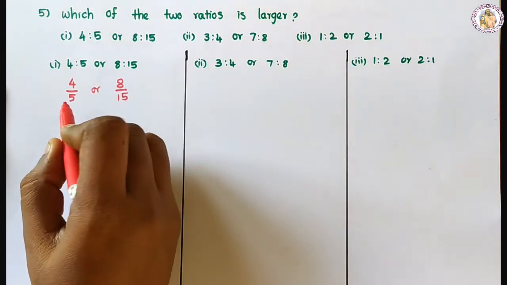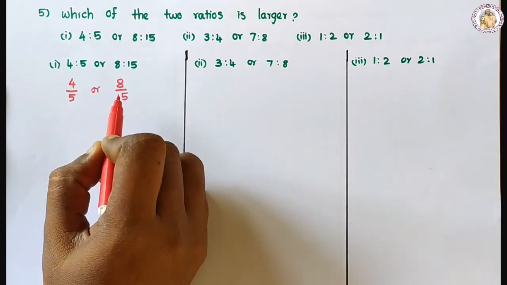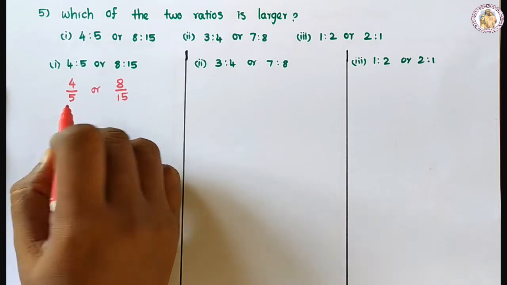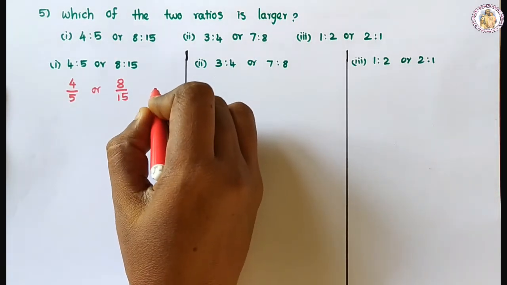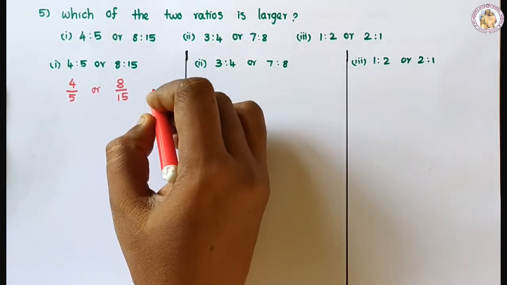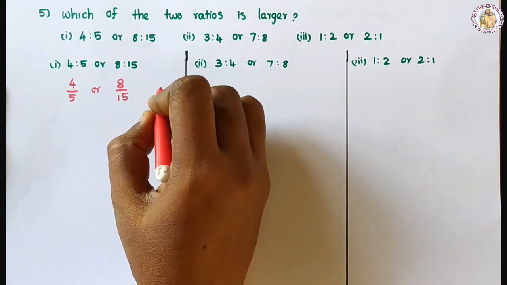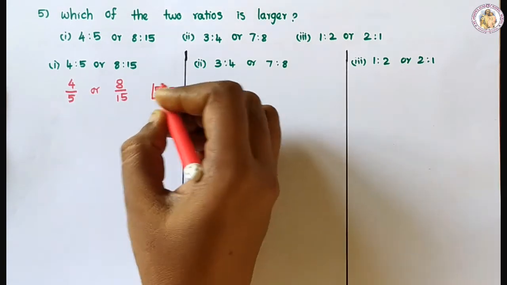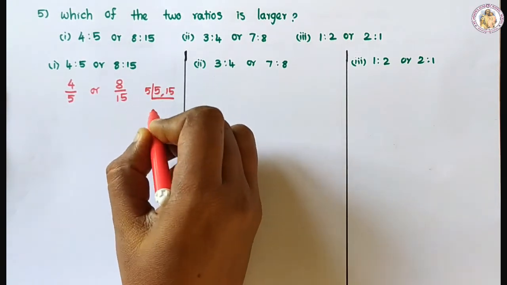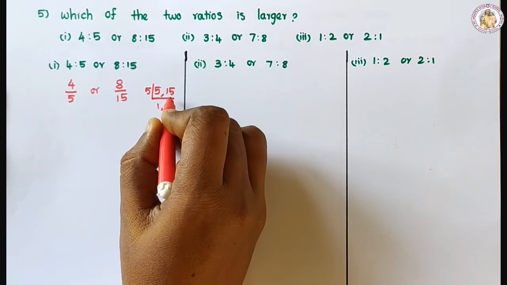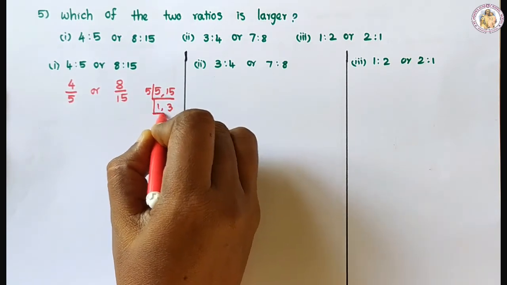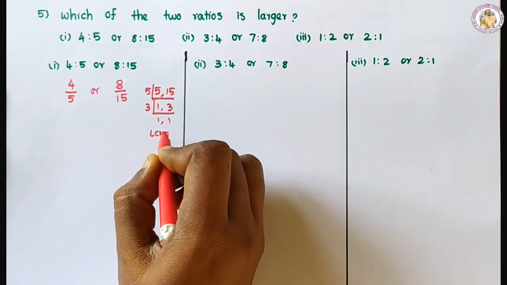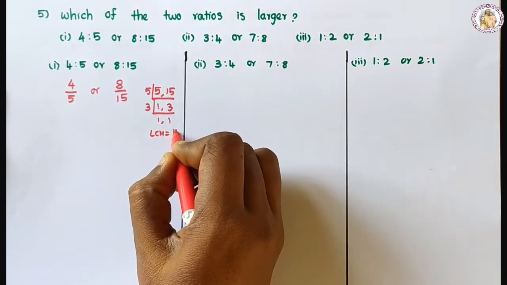Now, how will you find out which one is greater in the fraction? Take the LCM for denominators 5 and 15 to equalize the denominators. That is 5 and 15. 5 1 is 5, 5 3s are 15. So LCM equal to 5 3s are 15.